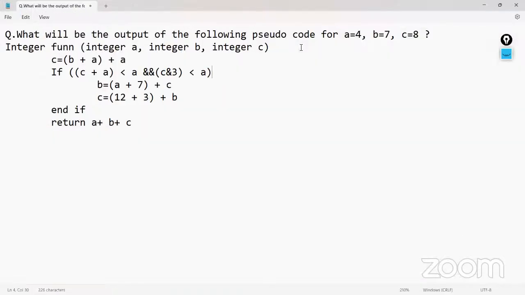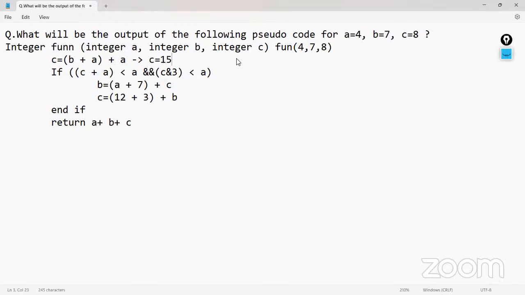So the function is going to be called with the value of A as 4, the value of B as 7, and the value of C as 8. Now initially it is going to change the value of C at this line. So C becomes A plus B. A plus B means what? 4 plus 4, 8, plus 7. Here it becomes what? 15.